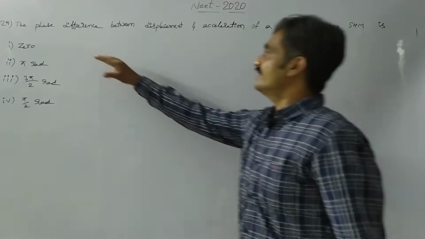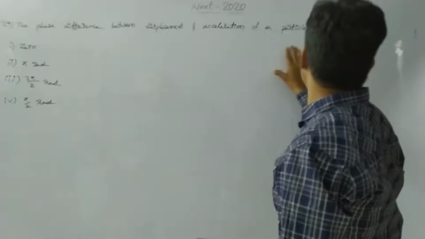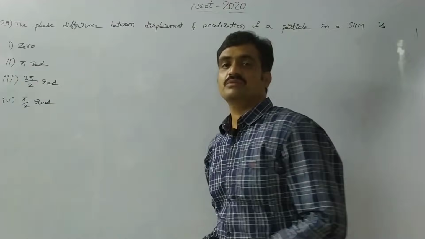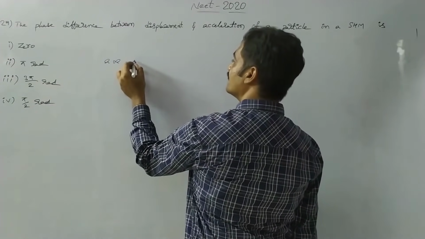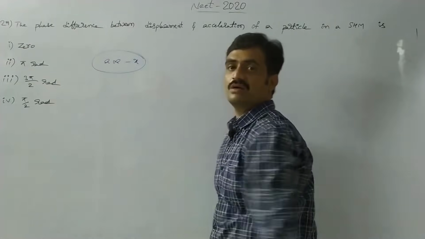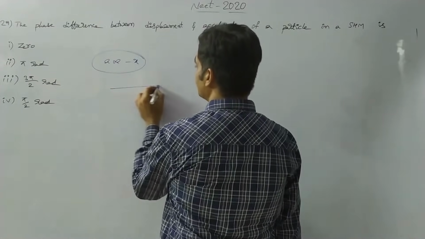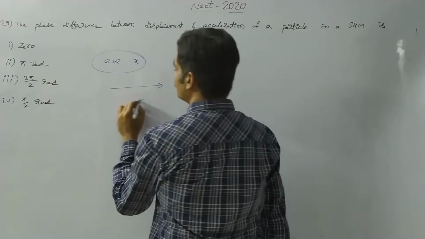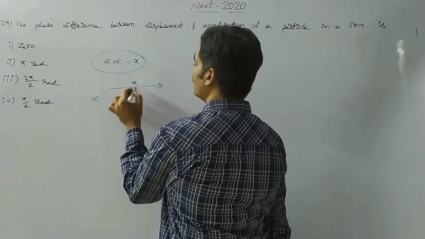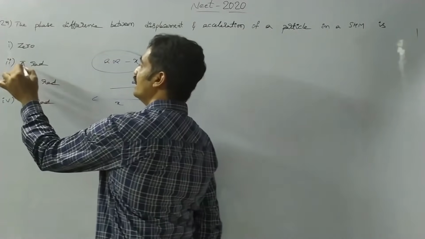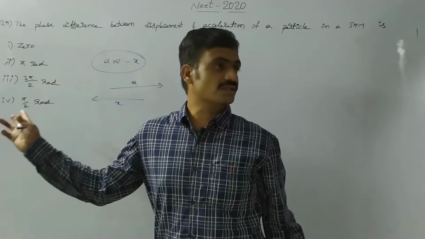The next question is: the phase difference between displacement and acceleration of a particle in a simple harmonic motion is? We know that in the case of simple harmonic motion, acceleration is directly proportional to displacement in the opposite direction. Meaning if the acceleration is acting in this direction, displacement will be in the opposite direction. Based on that, the angle between acceleration and displacement will be pi radians. So option is 2.